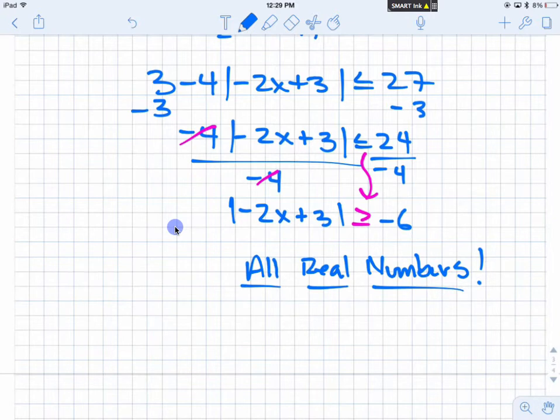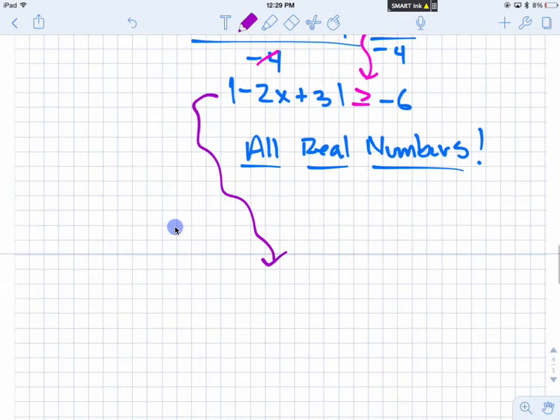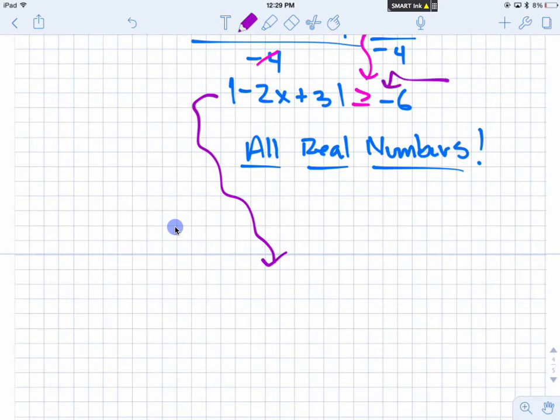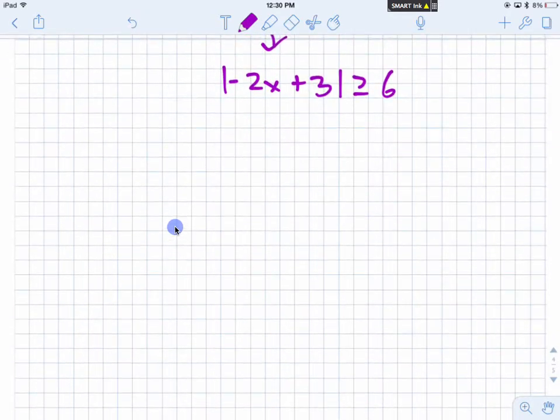Now, just to get some practice, imagine that the problem was set up slightly differently so that instead of getting the absolute value of negative 2x plus 3 is greater than or equal to negative 6, what if the absolute value of negative 2x plus 3 were greater than or equal to positive 6? Okay, so this is slightly different. So let's pretend that we had this and we had to solve this inequality.